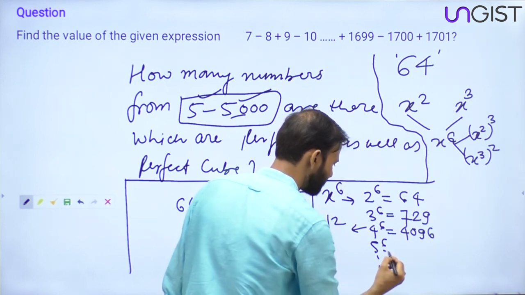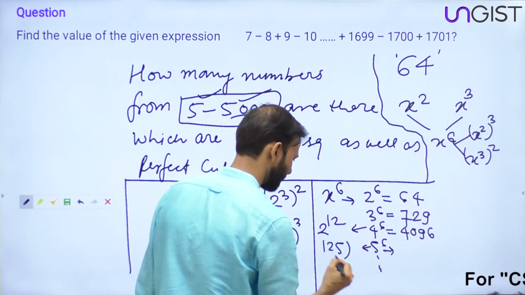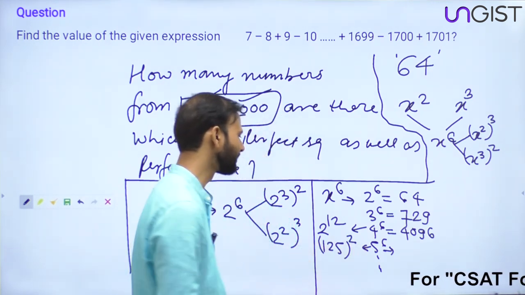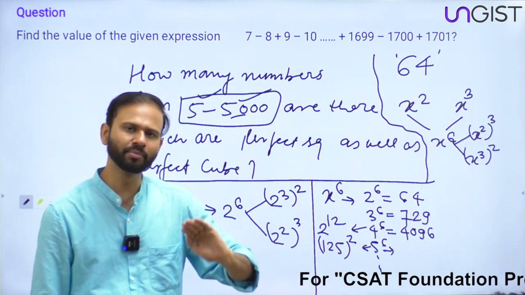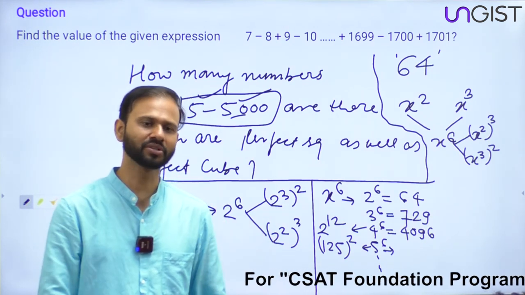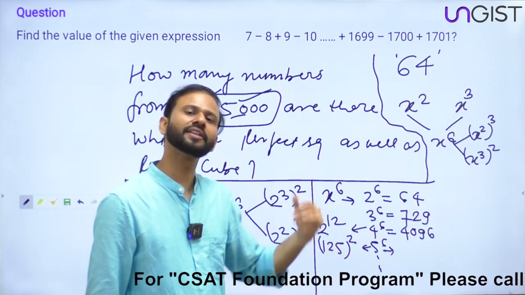Okay. And this is 5 to the power 6. 5 to the power 6 is actually 125 square, right? This is 5 cube to the square, and 5 cube is 125. 125 square will be more than 10,000, because 100 square is 10,000. So the square of 125 will be more than 10,000.